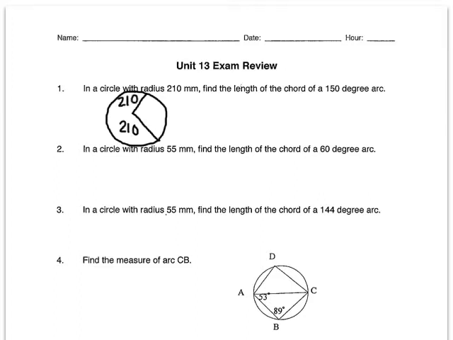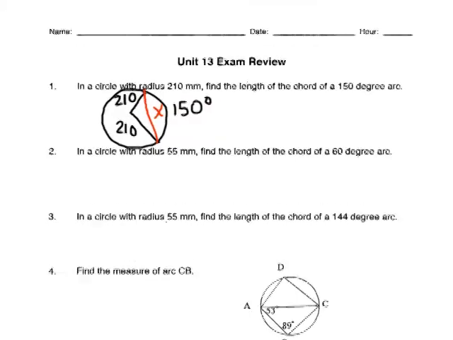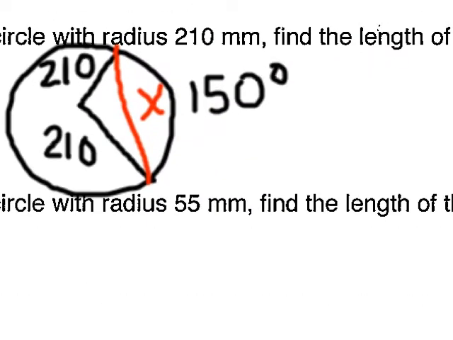And I want to find the length of a chord of a 150-degree arc. Remember that a chord is this segment that runs like this. So this is what I'm trying to find. And when it tells me that it's a 150-degree arc, that's technically this, but remember that that 150 matches with the central angle. So we would also know that this is 150 as well.